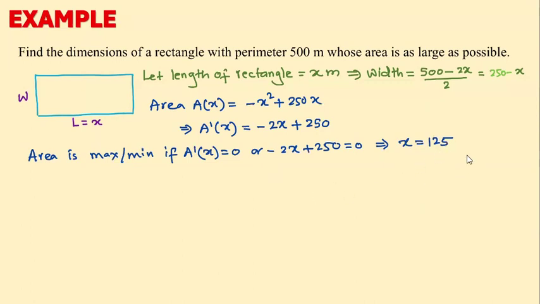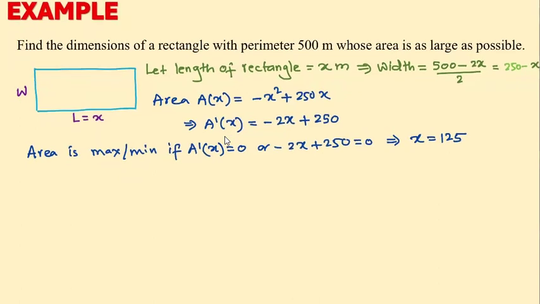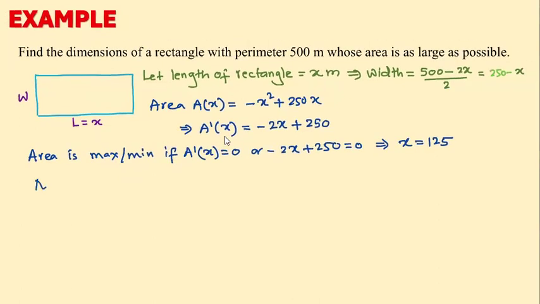So we have to confirm whether it is maximum or minimum. In order to do that, we can use the second derivative test. Now, the second derivative, if you find the derivative of this one, is equal to -2, which is less than 0. Second derivative is negative. Meaning of that is area is maximum. If second derivative is negative, the function value will be maximum. Area is maximum at x equal to 125.